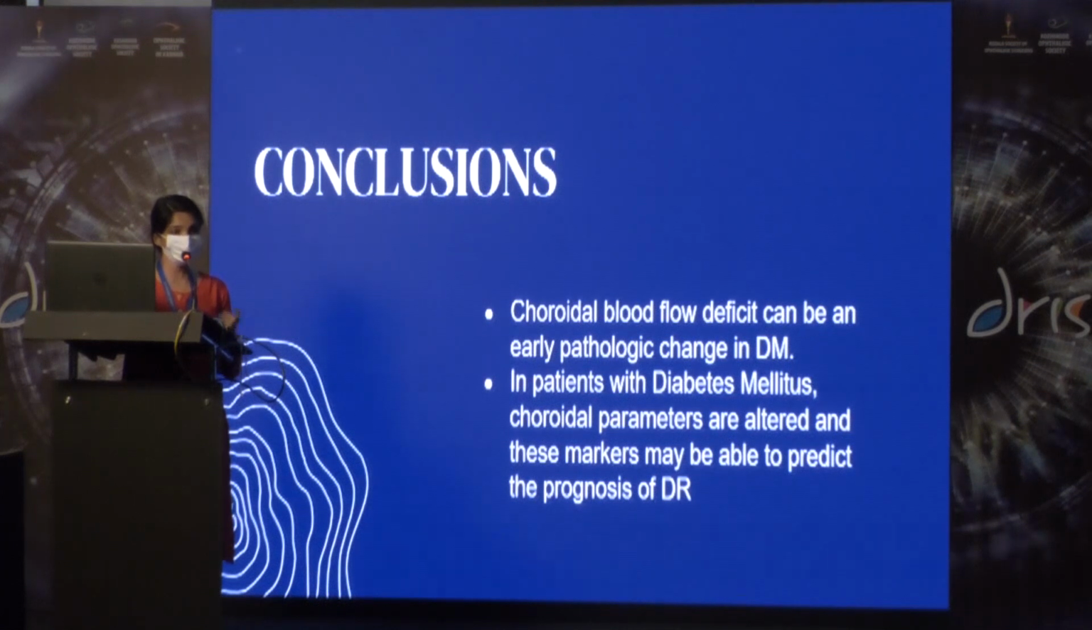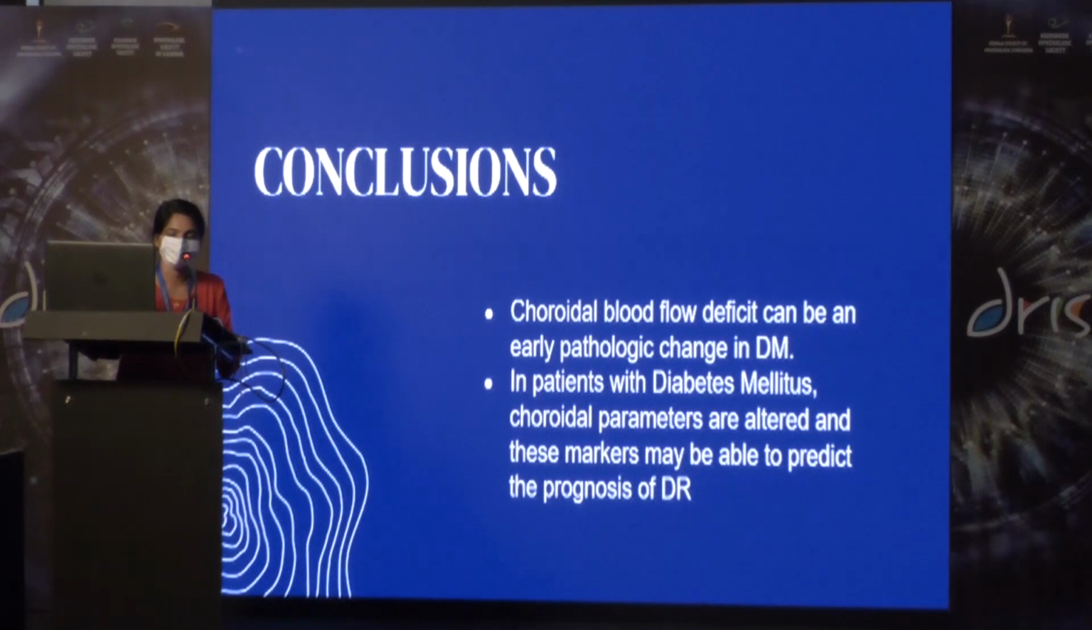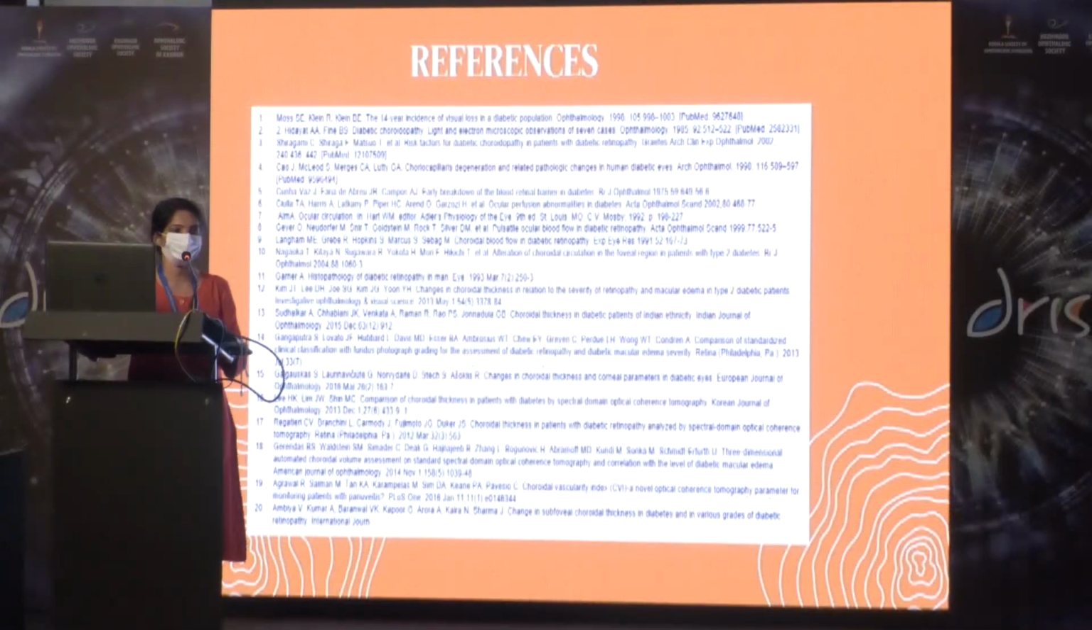So detection of this can be considered as the earliest marker, so that we can knock diabetic retinopathy out of its position as the leading cause of vision loss today. So that's all from my side. Thank you. These are my references.